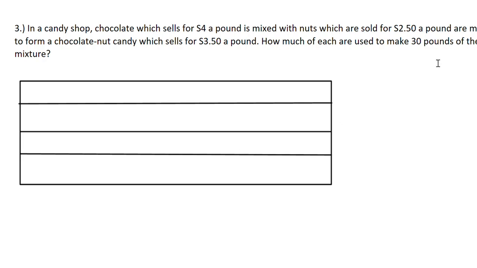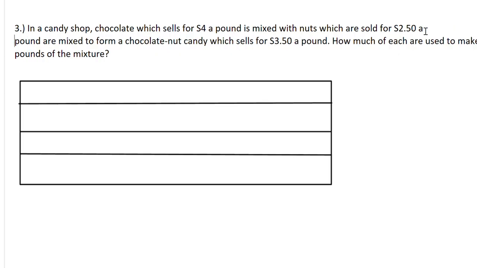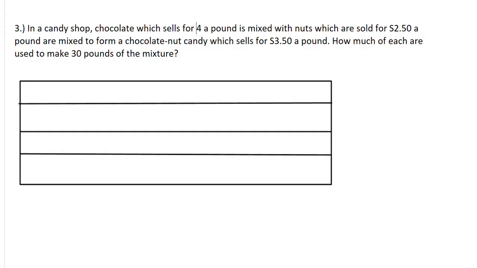We're going to skip ahead to question number 3 for today's lesson. And I want to talk about more systems of equations with word problems. What you see here is if we read this problem, it's talking about a candy shop and it's talking about price per pound. That should be a dollar sign.